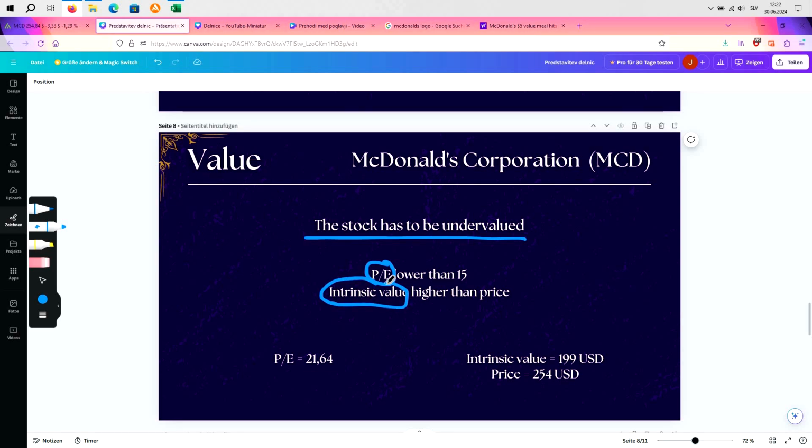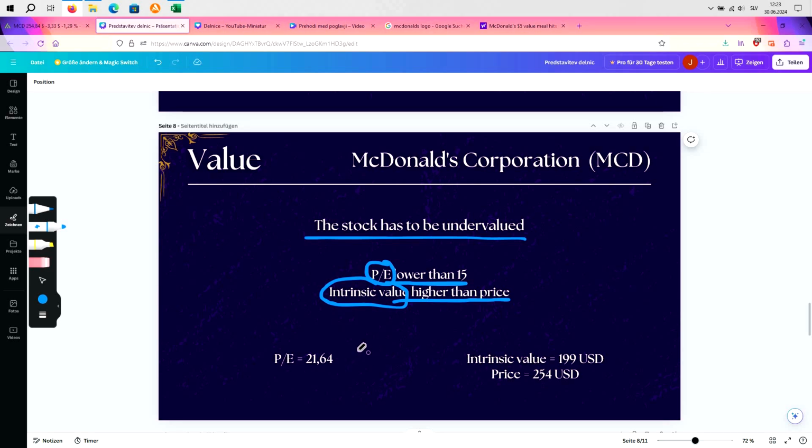As a complete beginner, those concepts might sound a bit complicated for you, but you should only keep in mind, bro, that the P/E ratio should be lower than 15 and the intrinsic value should be higher than the current stock price. You can find both of those data on the internet. You literally go to Google and write McDonald's Corporation P/E ratio and McDonald's Corporation intrinsic value and you get the numbers.